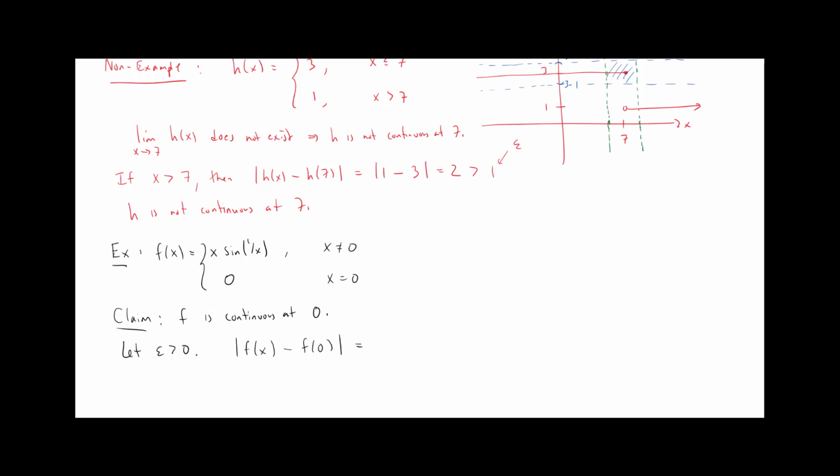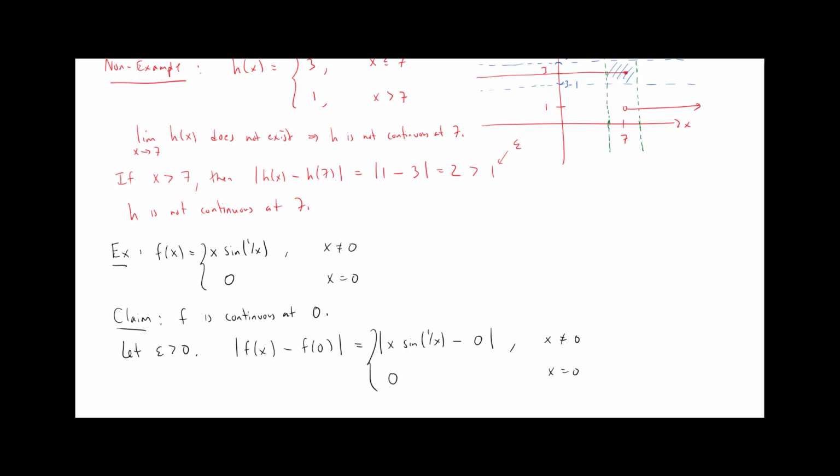So let's see. I know that f of x is going to equal x times sine of 1 over x, or possibly 0. So actually, there are two cases. We have x sine of 1 over x minus f of 0, which is 0, so just 0 there. This is when x does not equal 0. And when x does equal 0, I get f of x minus f of 0 is f of 0 minus f of 0. It's just 0.